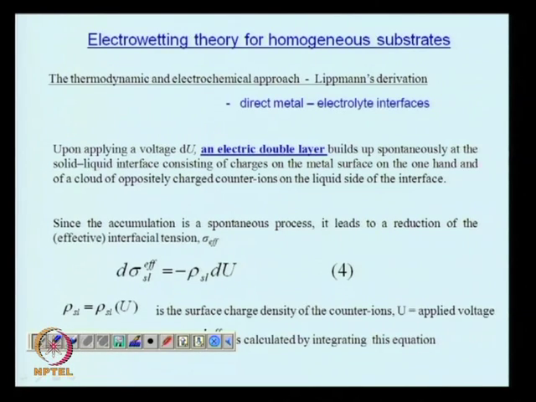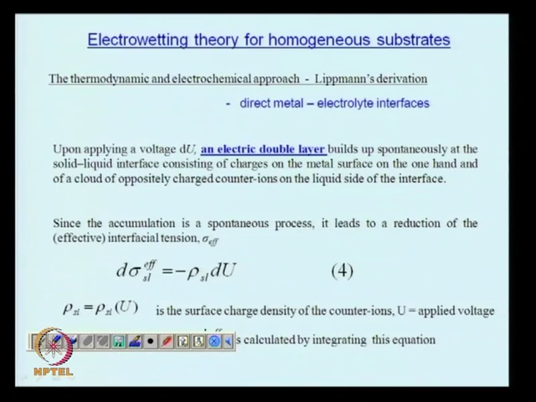And we have two different approaches, one is the thermodynamic approach and the other is the electrochemical approach, and it is basically between a metal electrolyte interface. And when you apply any voltage, as I have mentioned, a double layer is going to build up spontaneously at the solid liquid interface, and it consists of, let us say, positive charges on the solid side and negative charges on the liquid side. The formation of the double layer is a spontaneous process. Since it is a spontaneous process, it must give rise to a decrease in the free energy of the system.